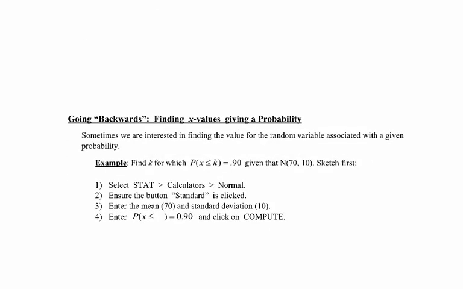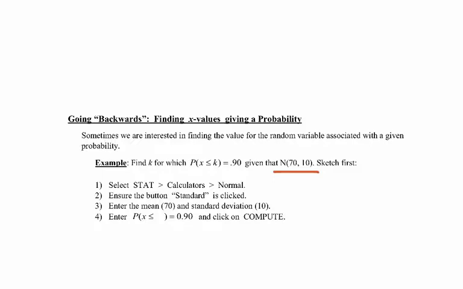Now, what if we need to figure out what number produces a certain probability? In other words, what measurements produce a certain probability? So it says sometimes we are interested in finding the value for a random variable associated with a given probability. So the question says find k for which the probability that x is less than or equal to k equals 90%, 0.9, given that we have a normal distribution with a mean of 70 and a standard deviation of 10.